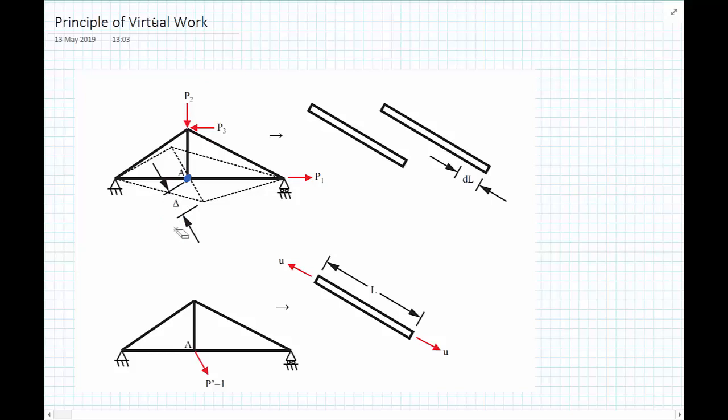As well as this deflection of joint A, if we examine one of the bars in this truss, let's take this bar here and zoom into it. Now we can see that it has real dimensions. It will actually have an area of A. As a result of the real loads being applied, this bar has had an extension in its length of DL.